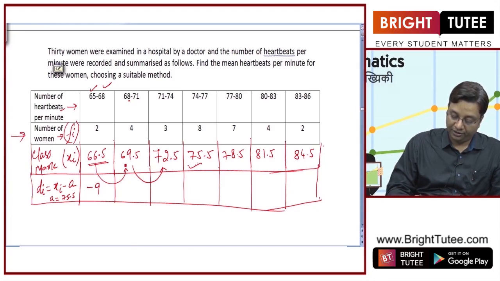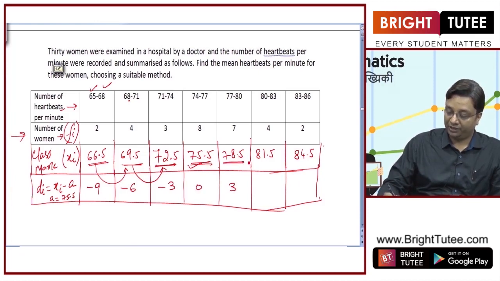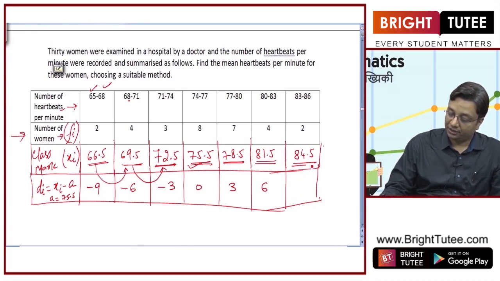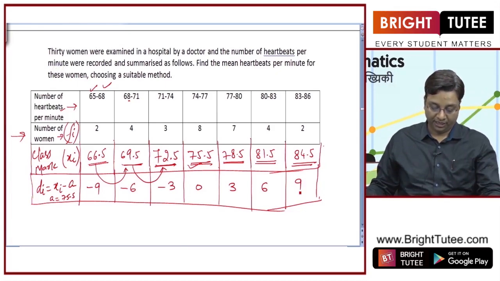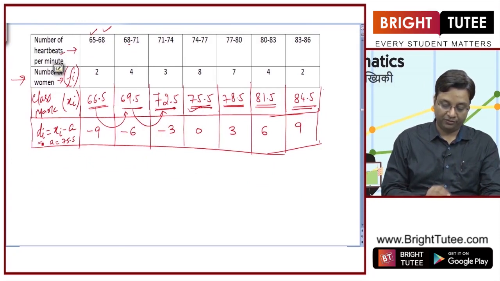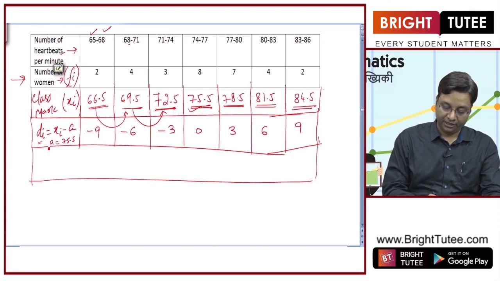And 75.5 when subtracted from this will give you minus 6. When subtracted from this will give you minus 3. This 0. 75.5 if you subtract from 78.5 will give you 3. Here you will have 6. Here you will have 9. Right. So these are the deviations or values of di. Now it is easy for me to calculate fi di.